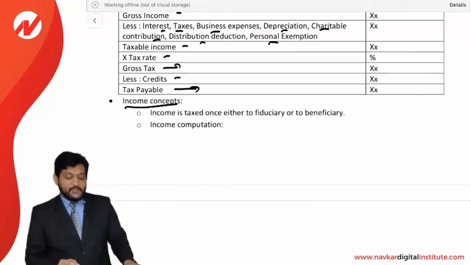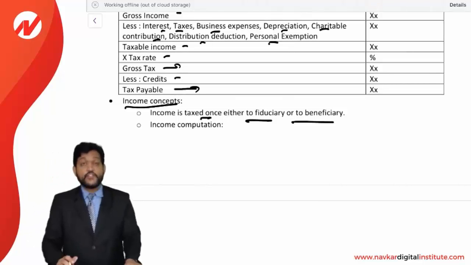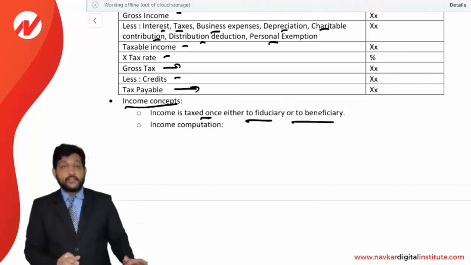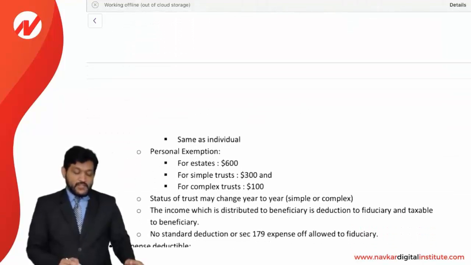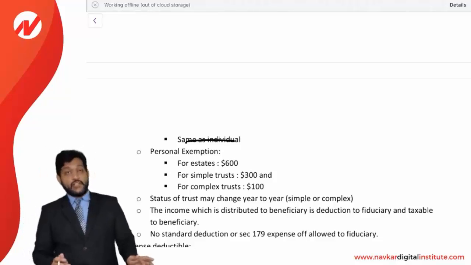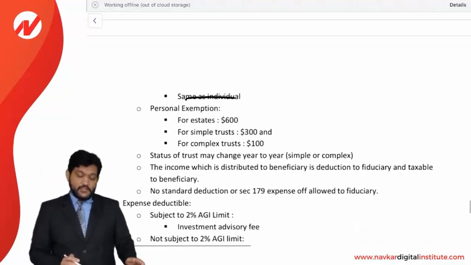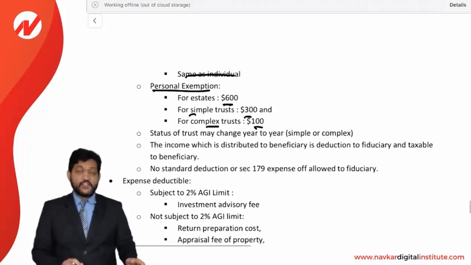Income concept. Income is taxed once, either to a fiduciary or to a beneficiary. There is a single taxability only. Either the fiduciary will be taxed or the beneficiary will be taxed. Simple. Income computation is the same as for an individual. There are no separate rules given. Whatever rules we have seen for the individual, the same rules are applicable for fiduciaries. Personal exemption: for an estate it is 600, for a simple trust 300, and for a complex trust it is 100. It's a fixed amount given.